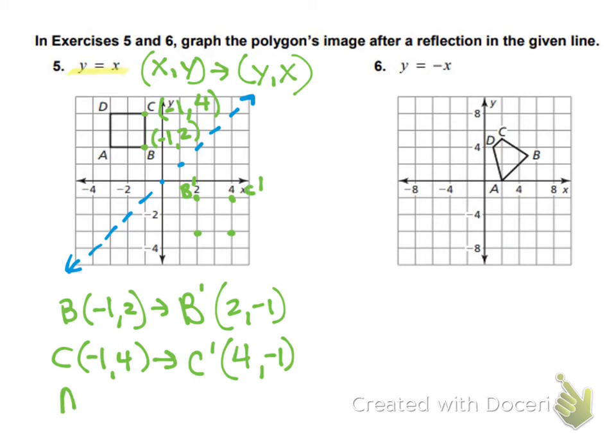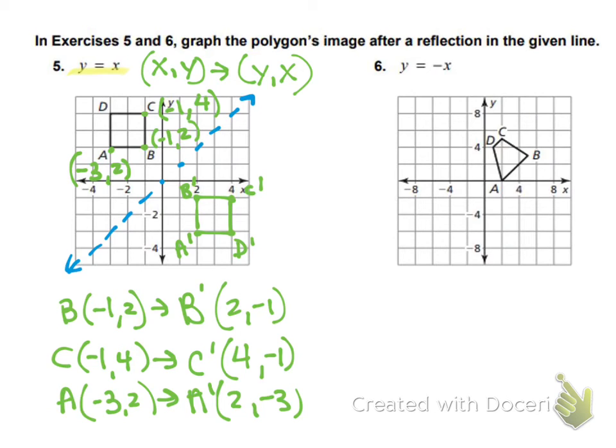So we could do A. What is the coordinate point of A? (-3, 2). So if A is (-3, 2), what will A prime be? (2, -3). So over 2, down 3. So here's A prime, which means the one that's left is D prime. Do they look like they're reflected? If I folded it in half at y equals x, would they lay on top of each other? Yes. Beautiful. Question about this one?